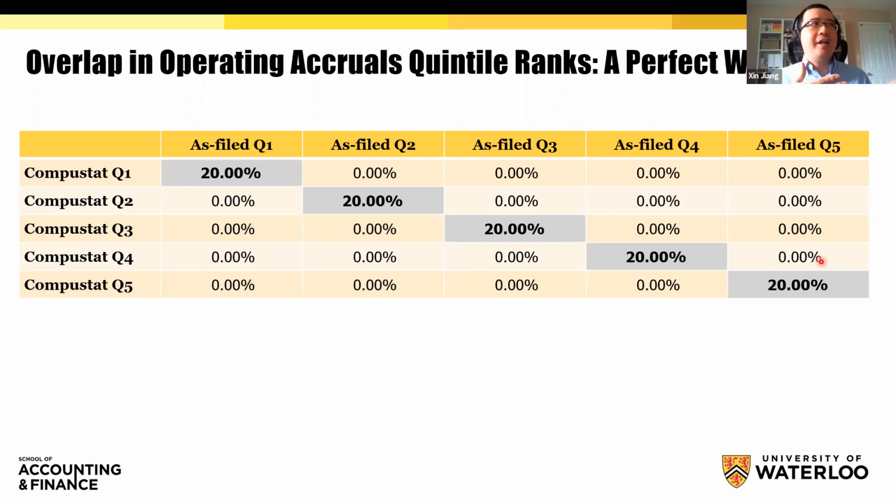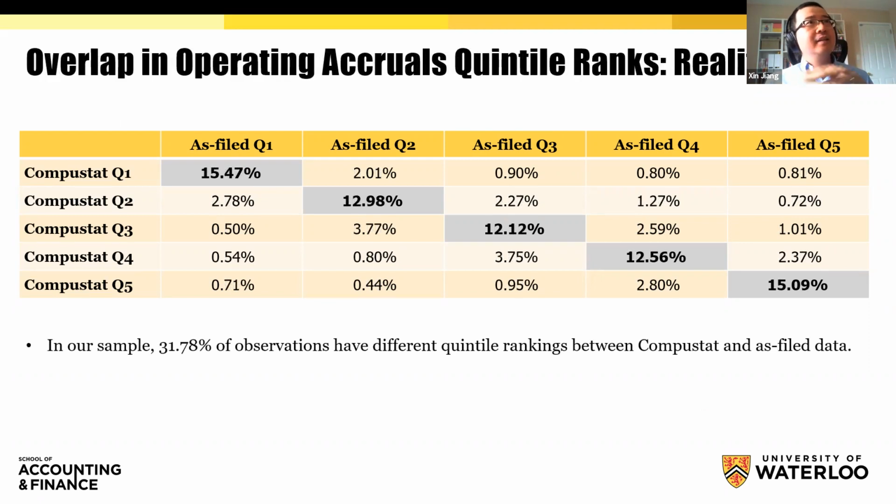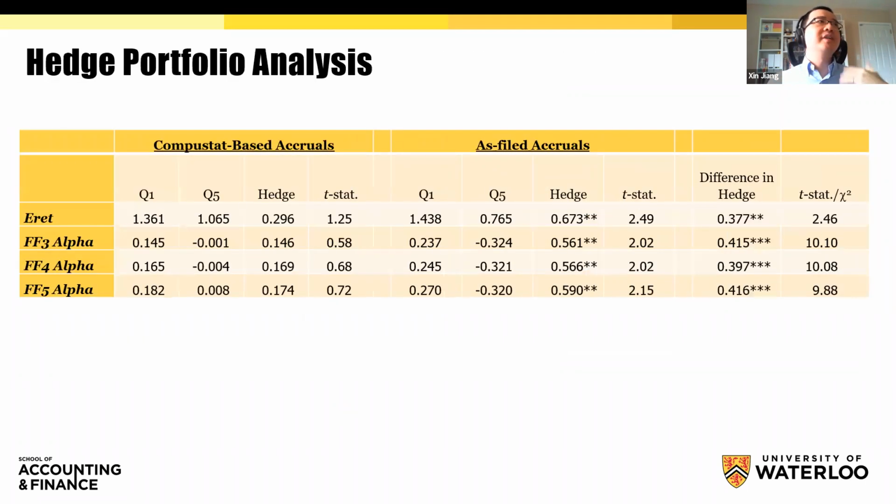By the way, whether we classify observations into quintiles or deciles doesn't affect our results in our study. As long as the ranking scheme stays unchanged, then the inference about the existence and the magnitude of the accruals anomaly should be the same regardless of the data source. But in reality, the Compustat ranking scheme does not always agree with the XBRL ranking scheme. In our sample, about 32% of the observations have different quintile rankings between Compustat and the XBRL data. The ranking difference will lead to a difference in the accruals anomaly.